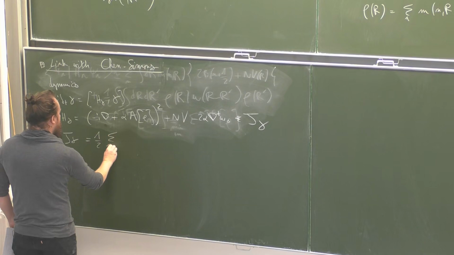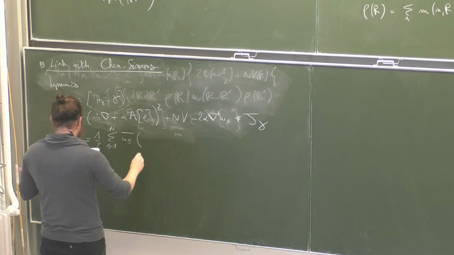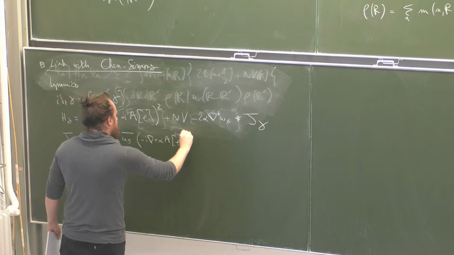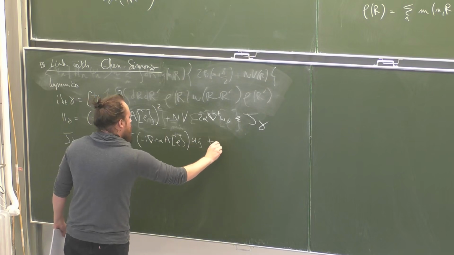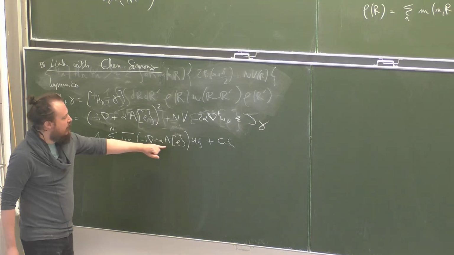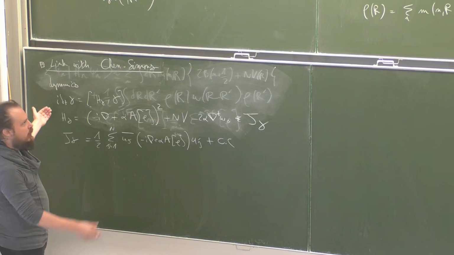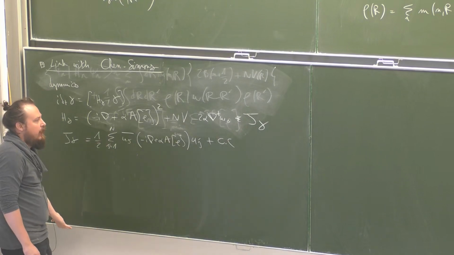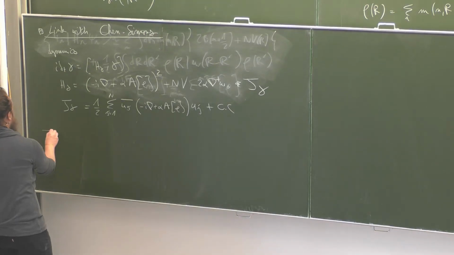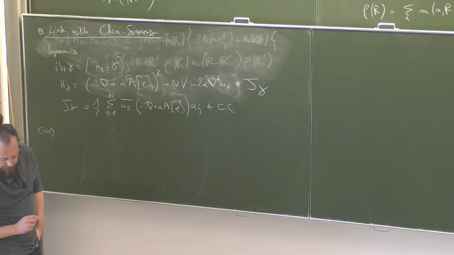It's easier to write it with orbitals, sum 1 to n, u_j bar, minus i nabla plus alpha A of rho, u_j, plus complex conjugate. So that's the bona fide current if your vector potential is A. So that's the Schrödinger equation that is associated to that. And I want to write it in a Lagrangian picture, which, don't blame me, is a formalism that I don't use every day.